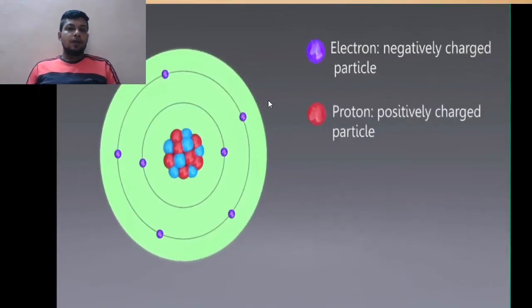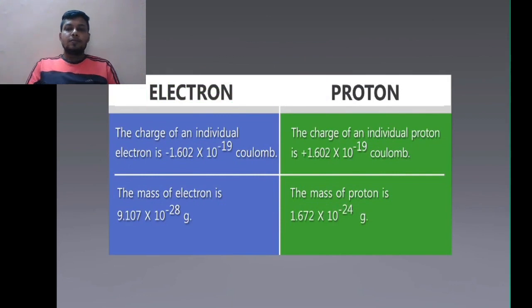Now we know that the electron is negatively charged and the proton is positively charged, and these are some properties of the electron and proton. The charge of an individual electron is minus 1.602 into 10 raised to minus 19 coulombs, and the proton has the same charge with a positive sign. The mass of the electron is 9.107 into 10 raised to minus 28 grams, and the mass of the proton is 1.672 into 10 raised to minus 24 grams.